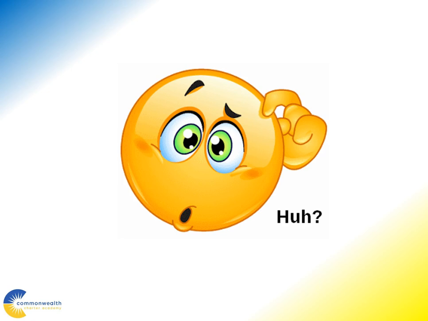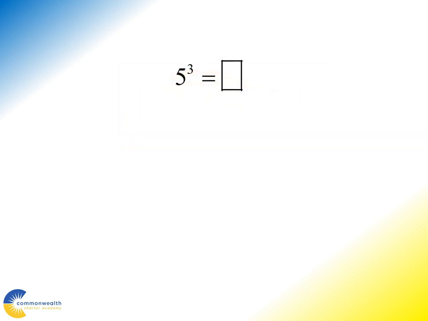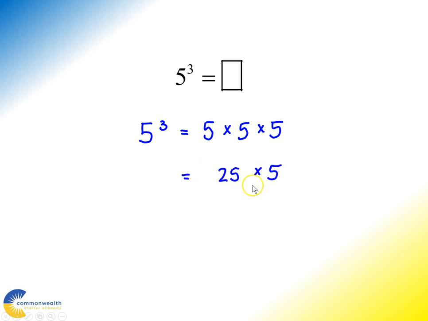Sorry, that's incorrect. 5 to the third power means I'm going to have 5 multiplied to itself 3 times. So when I do 5 to the third power, that means I'm going to have 5 times 5 times 5. 5 times 5, of course, is 25, so this becomes 25 times 5, and 25 times 5 is 125. So 5 to the third power is 125. Let's give the next one a try and see if you can handle this one better.